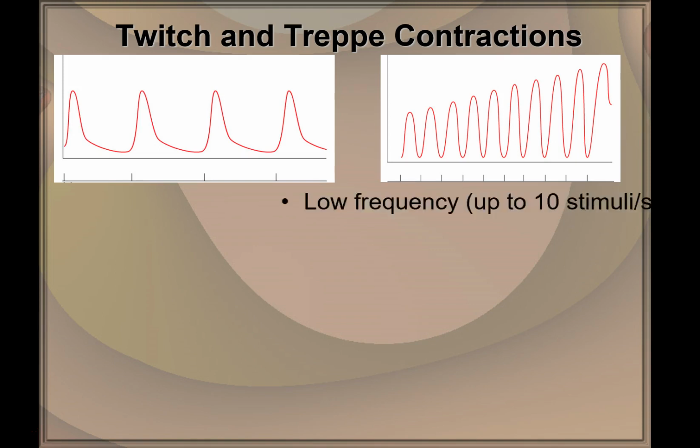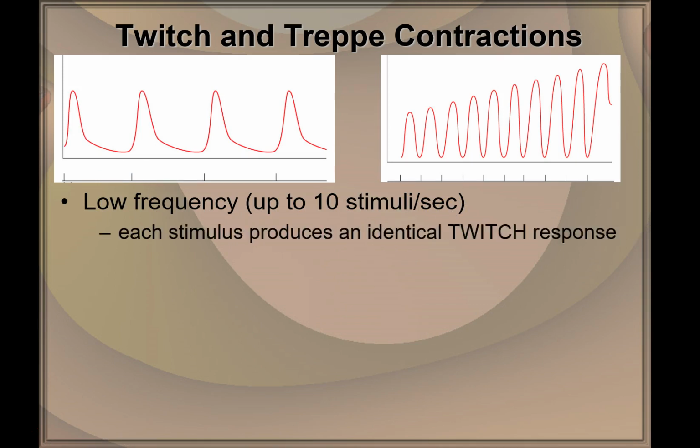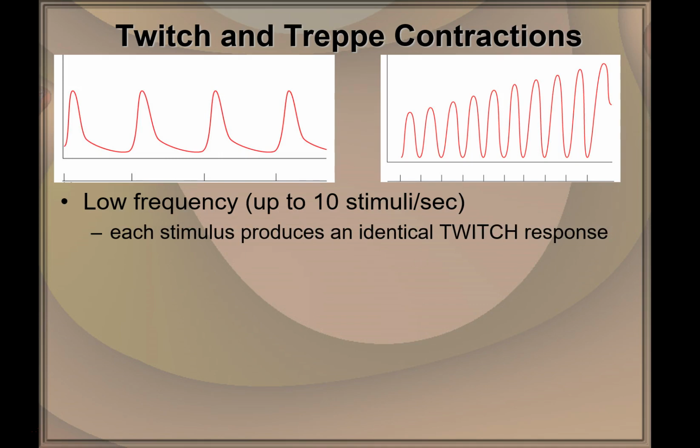And it has names for it. But here in this low frequency stimulation, so this is considered low frequency. Each one of these bars is about 1/10 of a millisecond. So up to 10 stimuli per second, so 1 every 1/10 of a second, is considered low frequency. Each stimulus produces an identical twitch response. It contracts, it comes all the way down and relaxes.